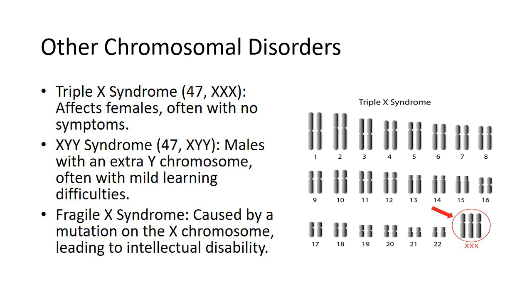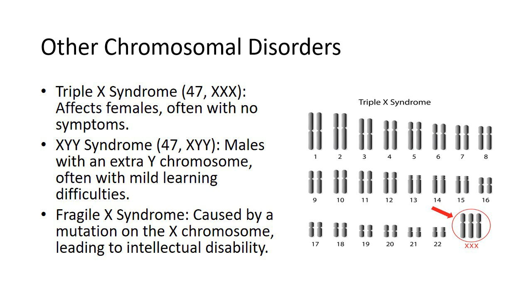Symptoms: physical features: typically no major physical abnormalities. Some may have slightly reduced height. Cognitive impact: mild developmental delay or learning disabilities. Reproductive health: usually normal fertility. Incidence: occurs in about 1 in 1,000 female births. Diagnosis: can be detected through karyotyping or genetic testing.